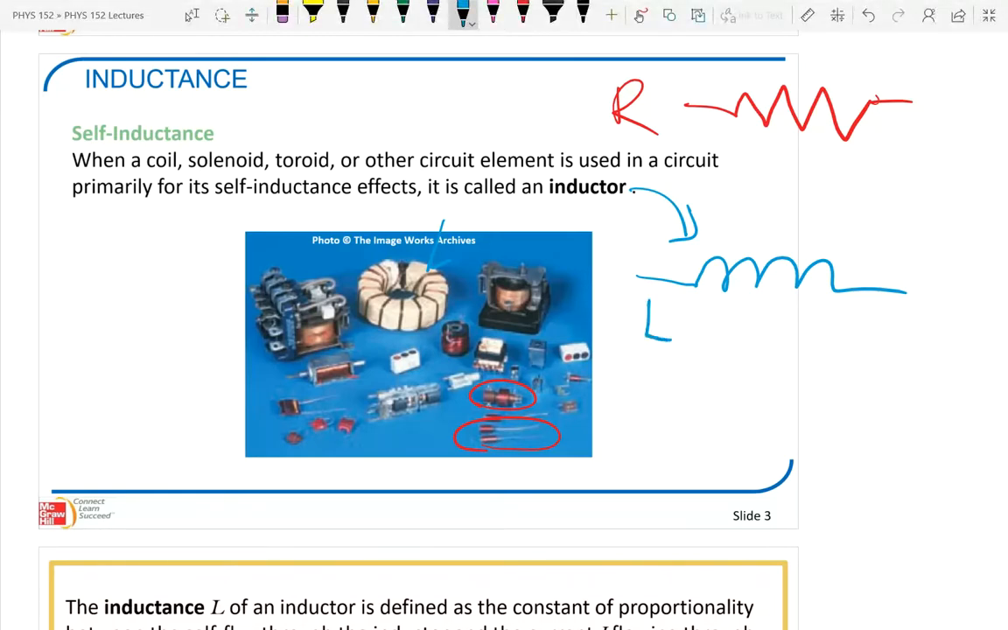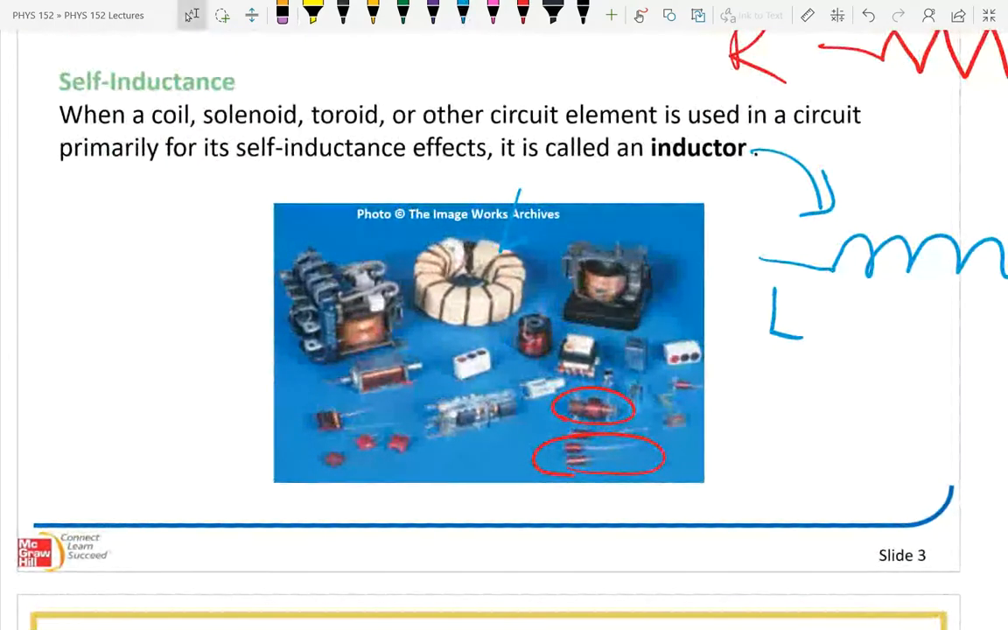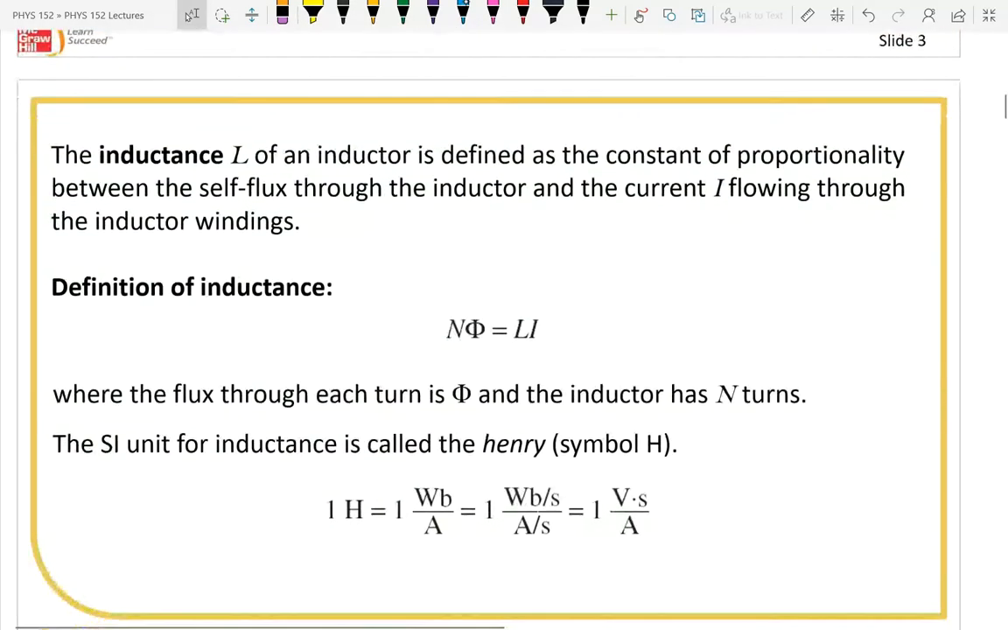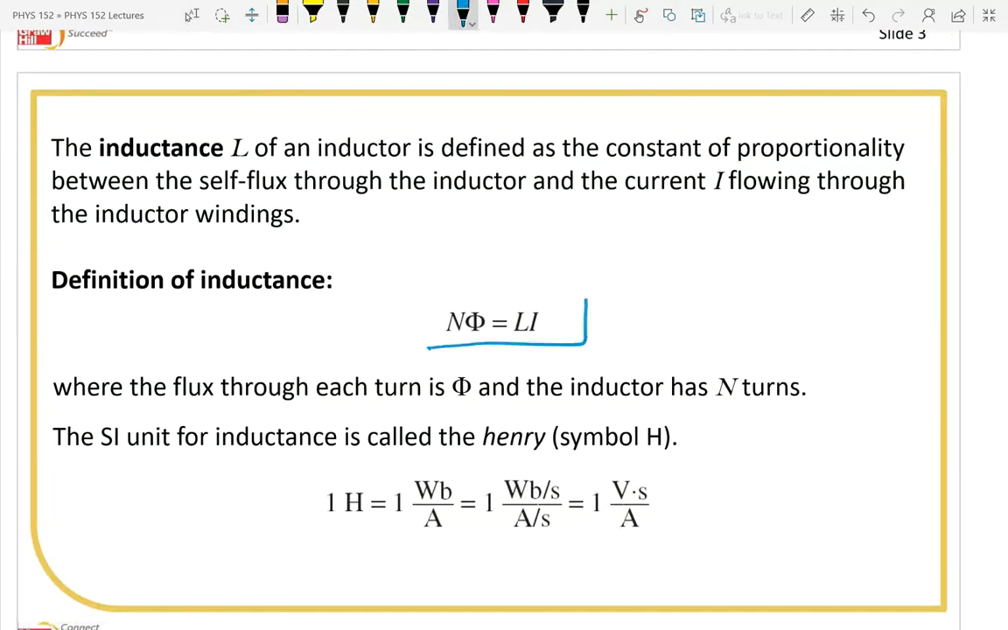The symbol for the inductor is L. I don't know why. We can't use I because I is current. So it's probably from another language that I don't speak. So let's learn about these inductors, these self-inductance devices. The definition of inductance is right there. Isn't it nice having a new tip so it doesn't skip and jump? I'm very pleased with the new tips.